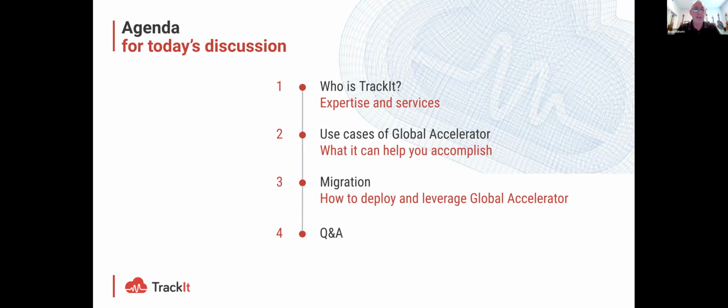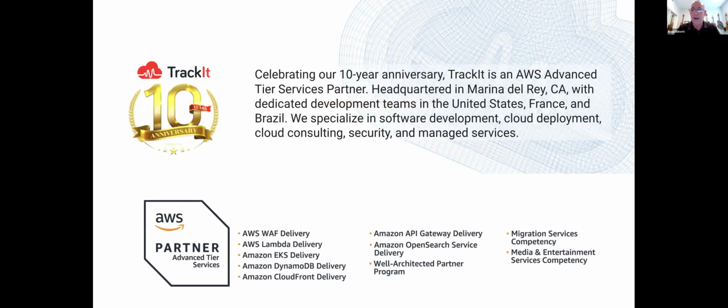So really quickly, let me give you an overview of TrackIt, who we are, what we do. We are a 10-year-old, what's called advanced tier services partner for AWS. Essentially that means we're a systems integrator and software development company. From a software development side, we specialize in building cloud-native software. You might have heard the terms serverless or event-driven, containerization. These are things that we do very often, and generally they overlap with the other part of our business, which is building pipelines and optimizing pipelines inside of AWS.